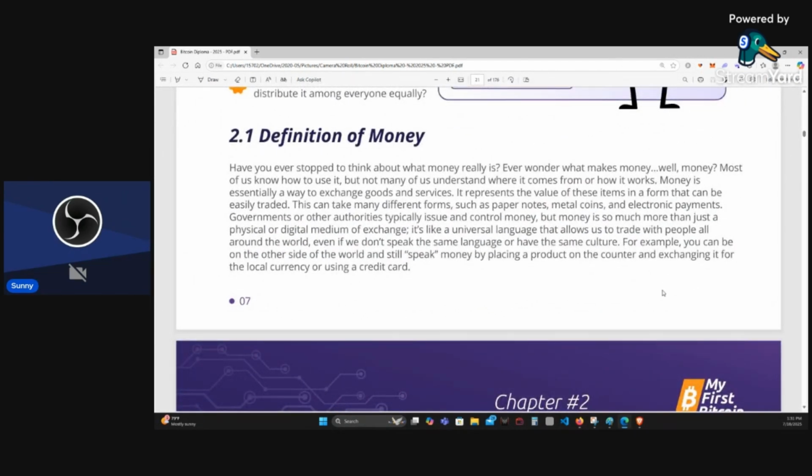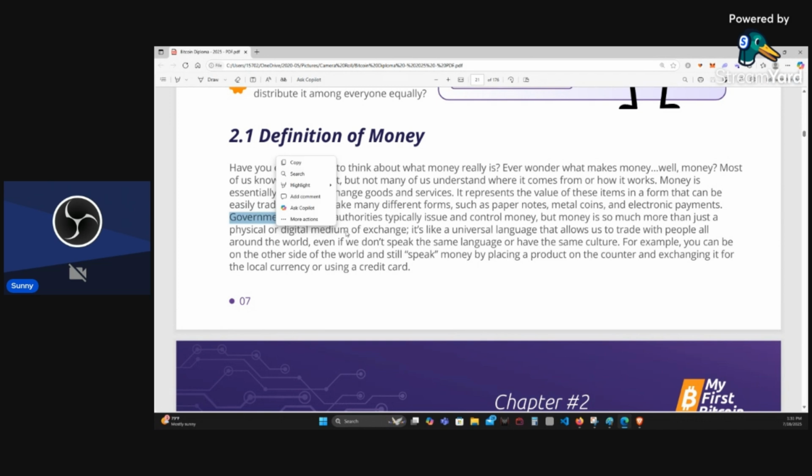Most of us know how to use it, but not many of us understand where it comes from or how it works. Money is essentially a way to exchange goods and services. It represents the value of these items in a form that can be easily traded. This can take many forms, such as paper notes, metal coins, and electronic payments.